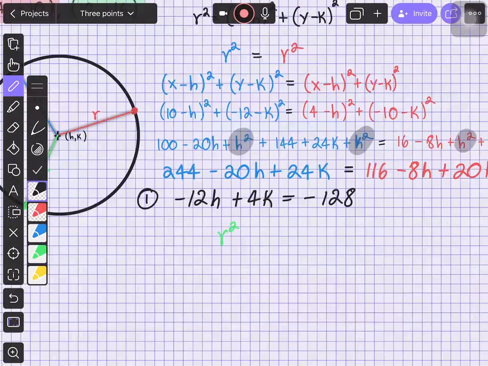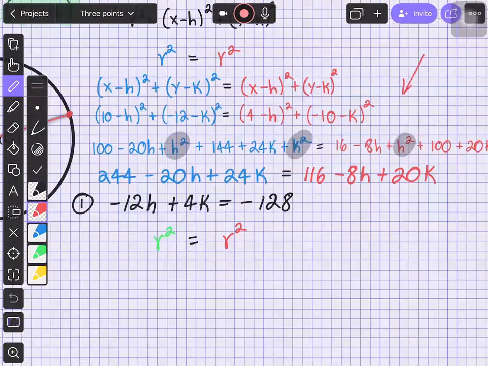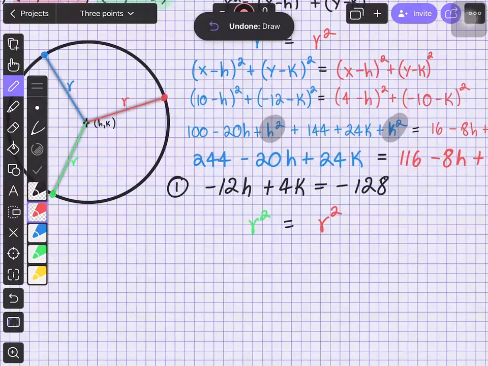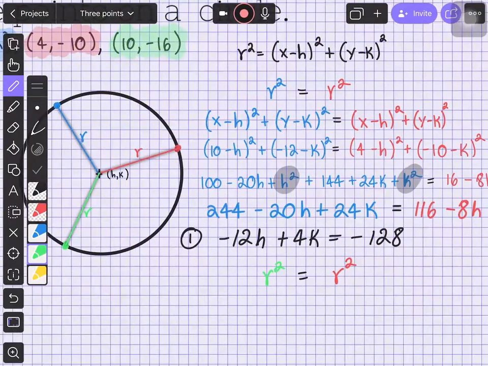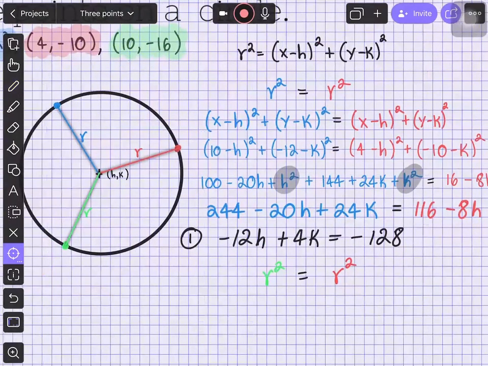So same idea. The green square radius will be the same as the red square radius. Now here's the good news. You already have the red side developed, so you just have to develop the green side. You just have to copy the red part of the equation. So let's see, 10, negative 16. All right.